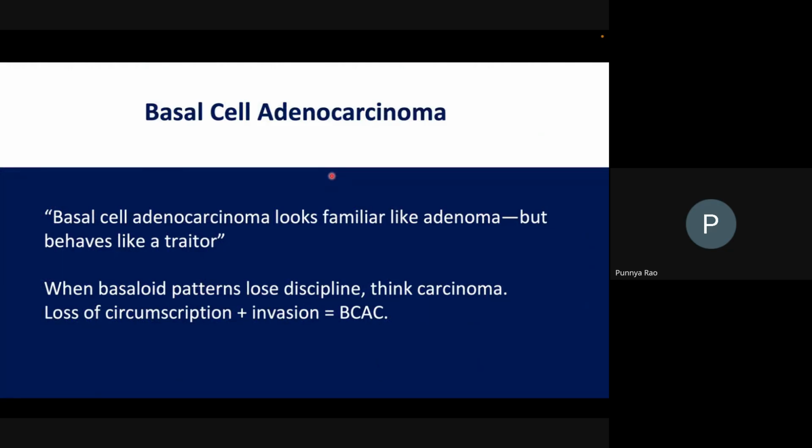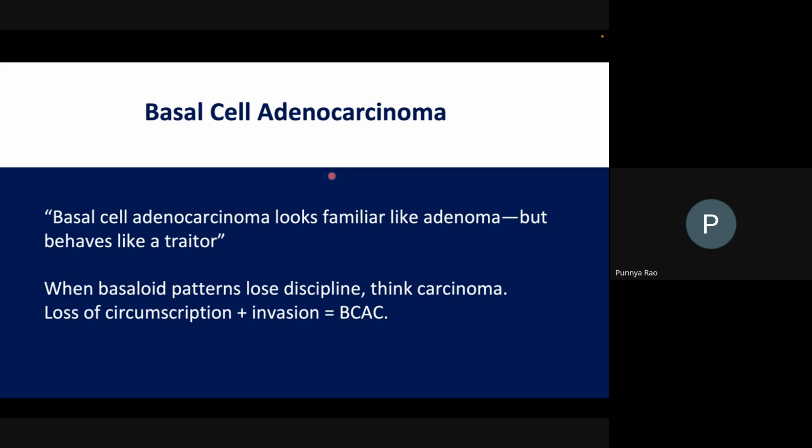So the next one is basal cell adenocarcinoma. Very difficult to differentiate it from basal cell adenoma. They resemble each other very much. They look very familiar like adenoma, but they behave like a traitor. So when you have a basaloid tumor and you see that there is infiltration and there is invasion, you have to suspect a carcinoma. If there is loss of circumscription or invasion, you have to suspect a basal cell adenocarcinoma. It is a low grade malignancy.